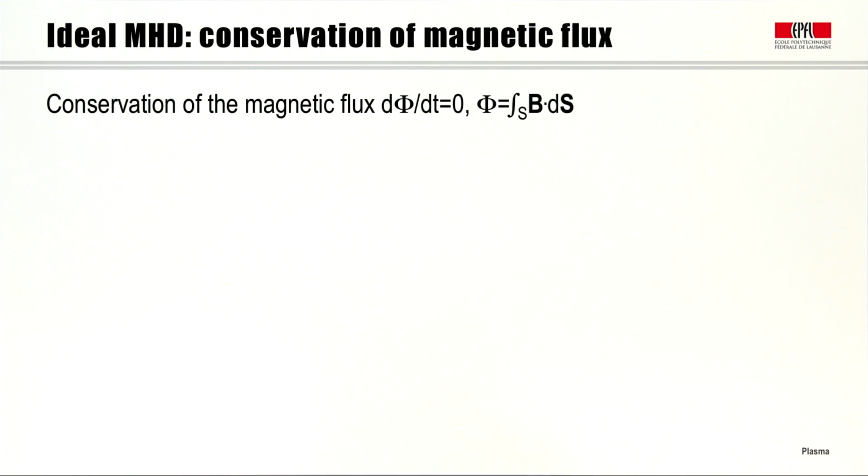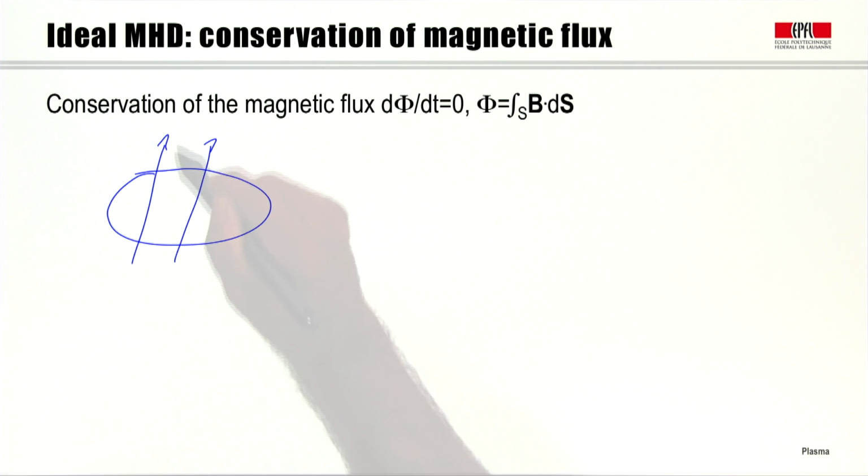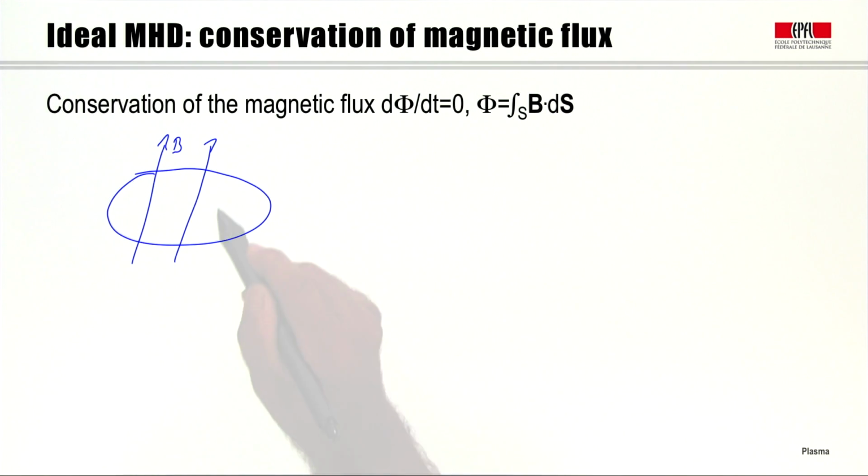To answer this question, we have to study one important property of ideal MHD, which is the conservation of the magnetic flux. The magnetic flux phi is the flux of the magnetic field B through the surface S that encloses the field line. These are our field lines. This is the surface S, which is delimited by a contour C.